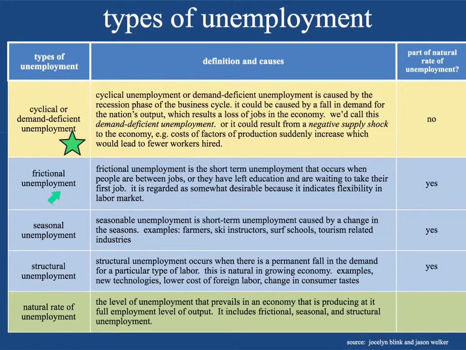So let's first look at frictional unemployment. Frictional unemployment is the short-term unemployment that occurs when people are between jobs, or they have left education and are waiting to take their first job. It is regarded as somewhat desirable because it indicates flexibility in the labor market. Look, if I quit my job teaching at the International School Nido de Aguilas right now in Santiago, Chile, to take another job in Chile, then what does it say? Well, it's actually quite desirable.